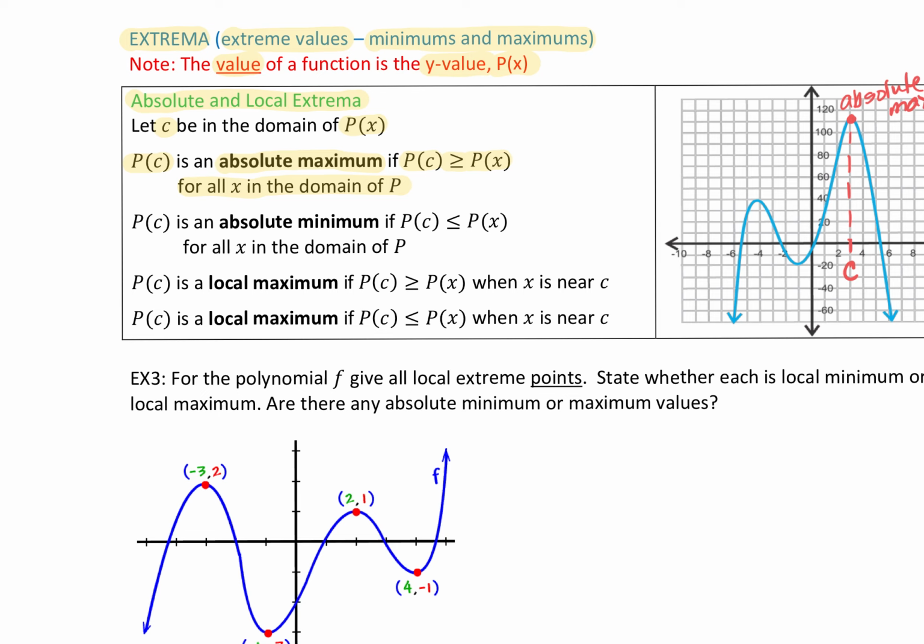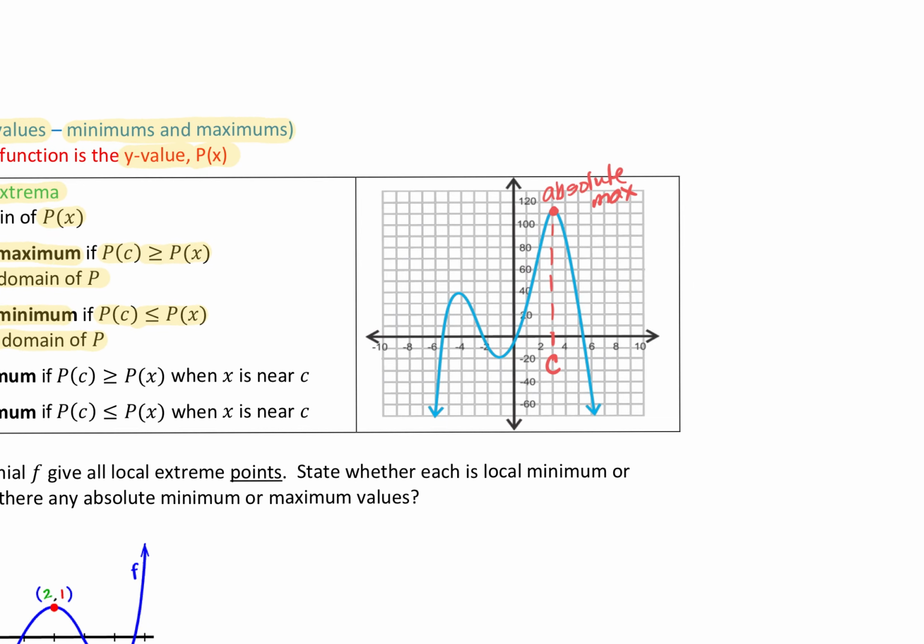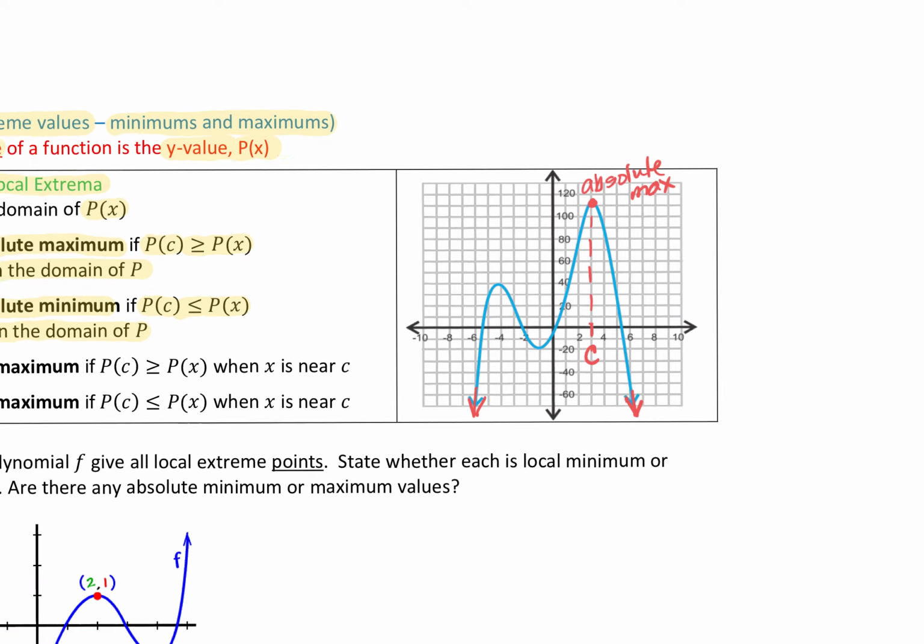If we look at p of c as an absolute minimum, it just says that p of c, that y value, has to be smaller than or equal to all the other y values for x in the domain. And on our graph here, it doesn't look like we have an absolute minimum. And that's because if you look at the ends of these graphs, they just keep going on forever and ever to negative infinity. So it doesn't matter what c value we pick, we can always find a smaller and smaller and smaller y value. So in this case, there is no absolute minimum value.